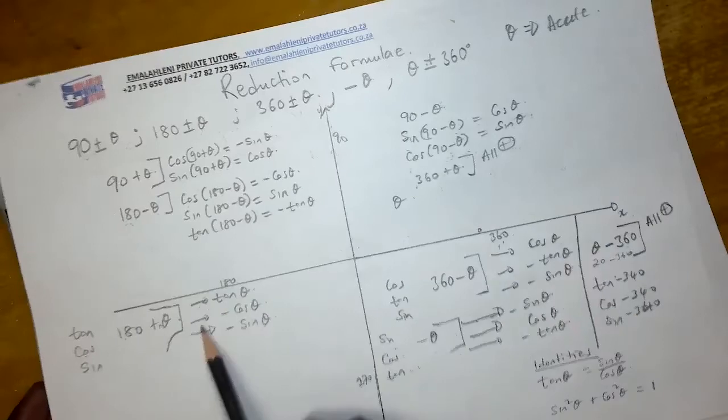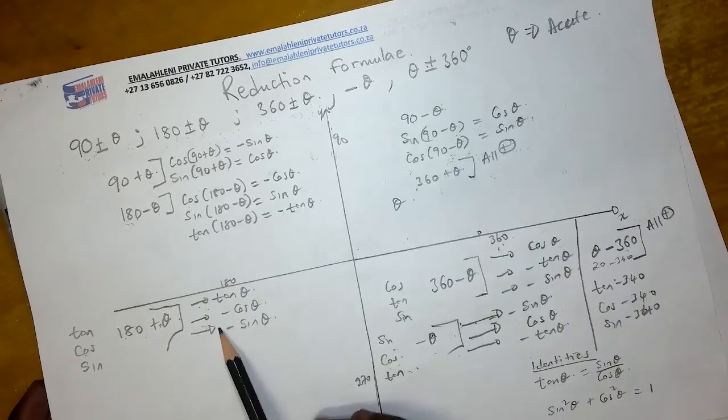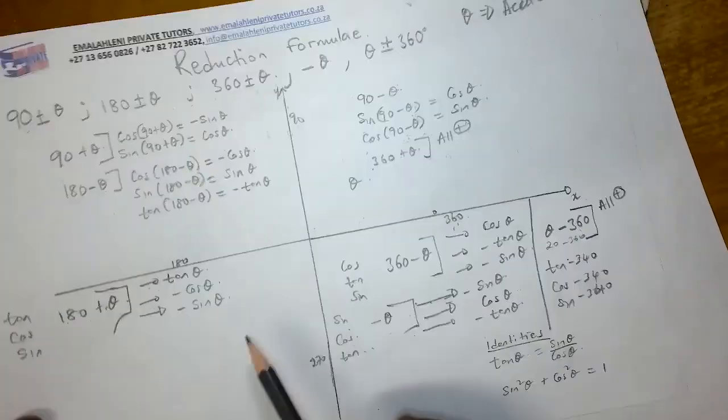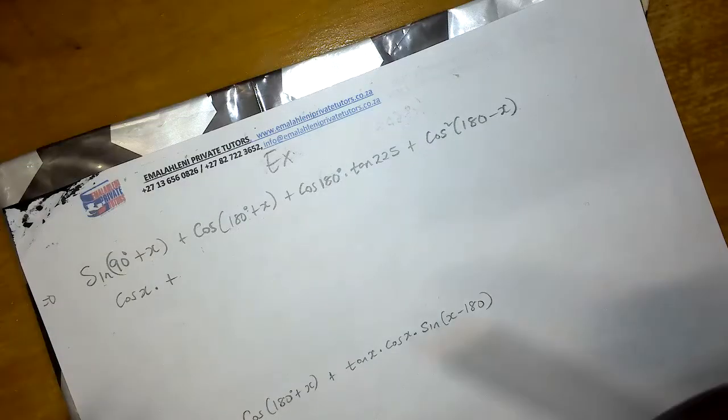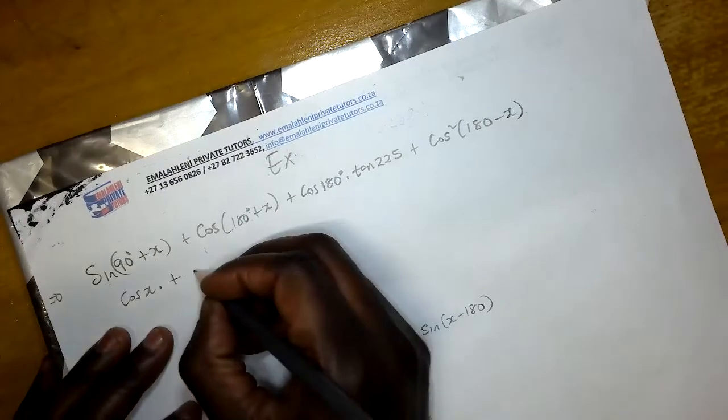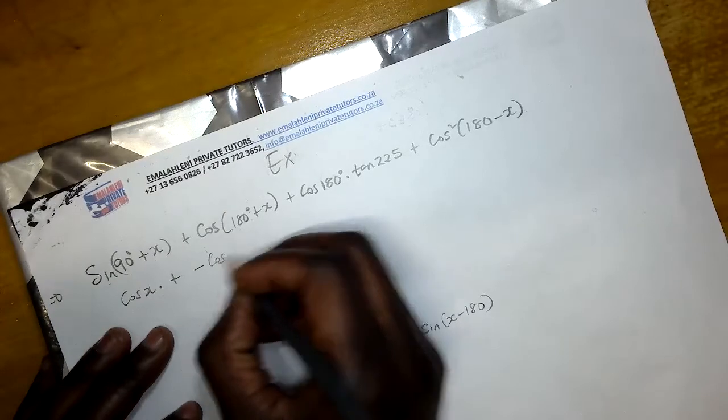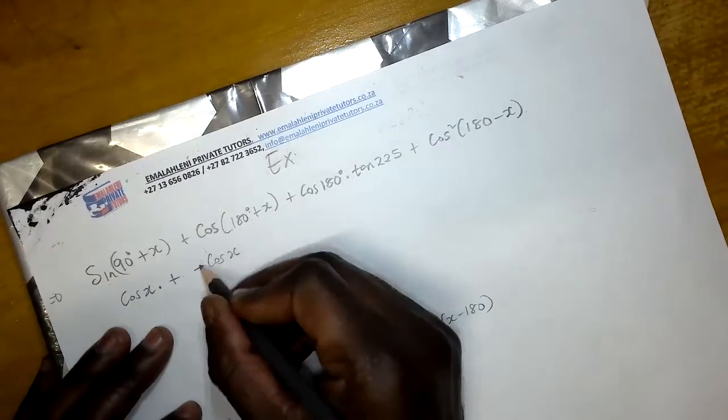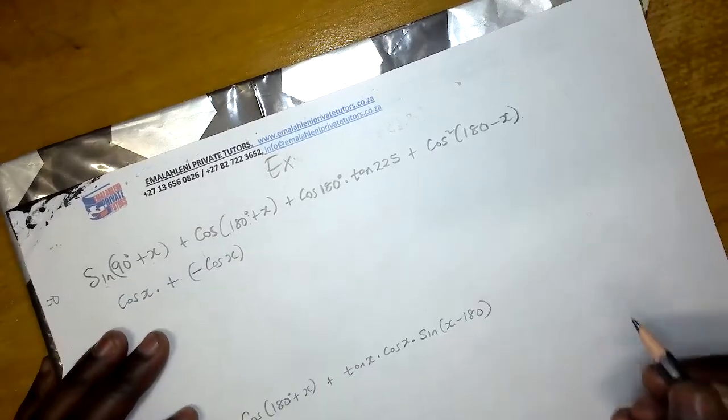180 plus x is in the third quadrant now. And in the third quadrant, what is cos? Cos is negative. So what do we do? We're going to say it's minus cos x. We put this in a bracket because we don't want to disturb these signs.